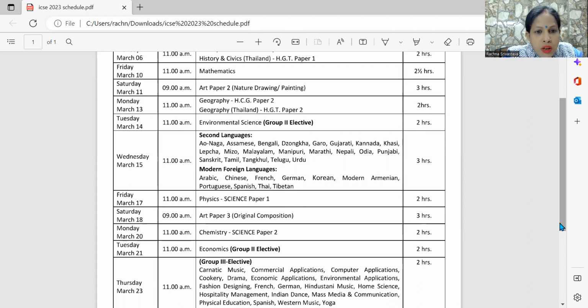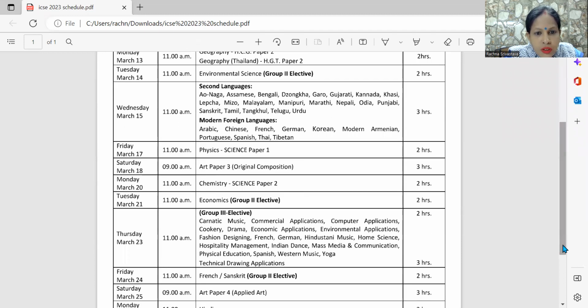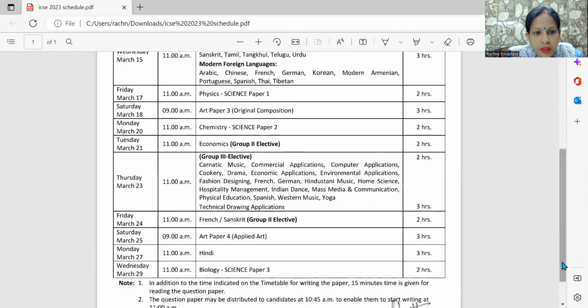Then 17th March it is physics. 18th March it is art paper 2. Then 20th March it's chemistry. 21st March it's economics. 23rd March it's group 3 elective. Again the choices are there. You can see here they are given in the list.